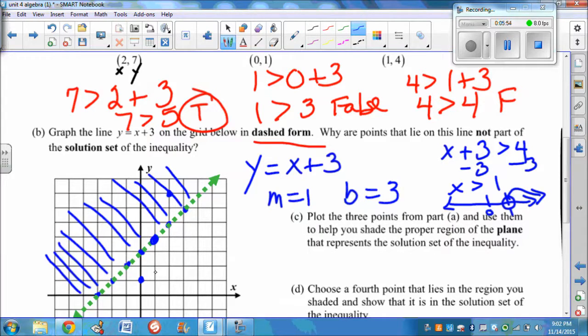Just like over here, back to this one that we're familiar with, the solutions to this were to the right. They were greater than, so that's why we shaded to the right. So this one below, (0, 1), is false.